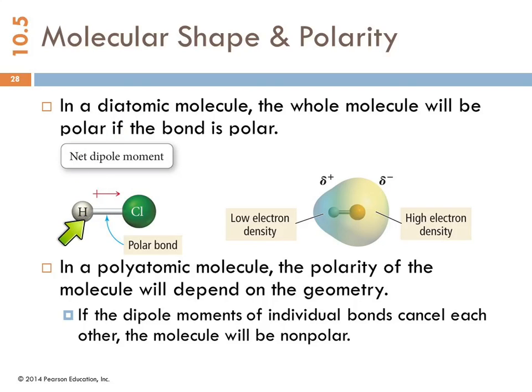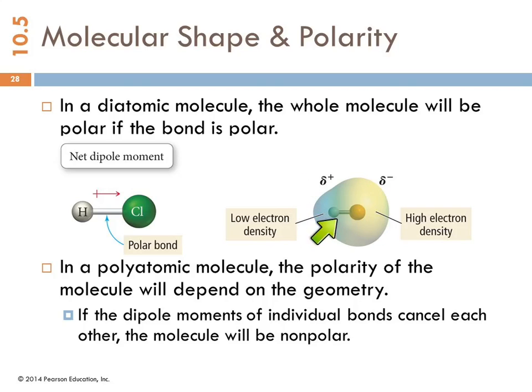So hydrogen and chlorine. The hydrogen is less electronegative, the chlorine is more electronegative. There's a net dipole moment, a partial negative charge on the chlorine. So this is the notation that we were familiar with earlier, the delta plus and the delta minus. The chlorine end has a higher electron density, it's got a partial negative charge. The hydrogen end has a lower electron density, it's a partial positive charge.